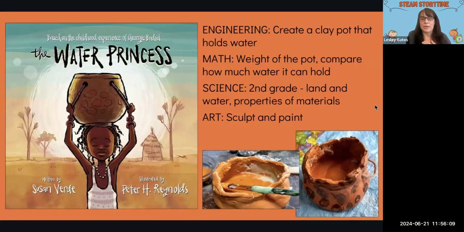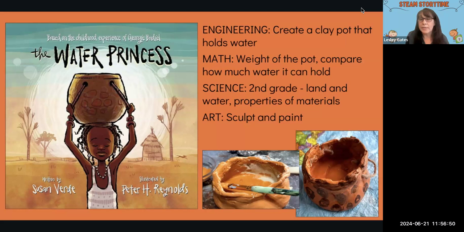And this is probably one of my favorite storybooks. It is just beautifully written and beautifully illustrated, and it's a true story. I believe this is a model and or actress who grew up in Africa, and she would have to go get water every day. It's a beautifully written story. When I read this, I was drawn not only to the story, but to the STEAM connections, always.